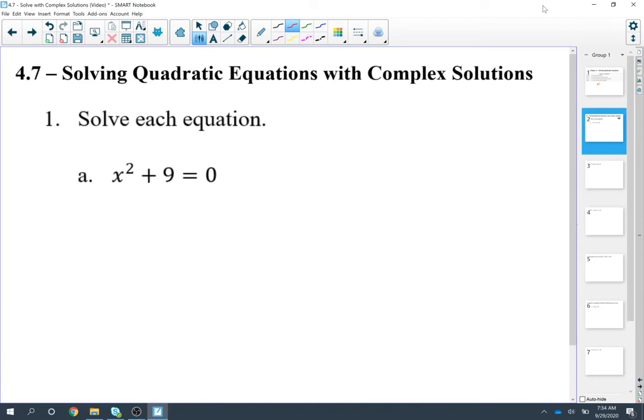4.7, Solving quadratic equations with complex solutions. Example 1, solve each equation. So letter A, x squared plus 9 equals 0. In order to solve this, we're going to go back and think about our methods and decide which one would work the best.